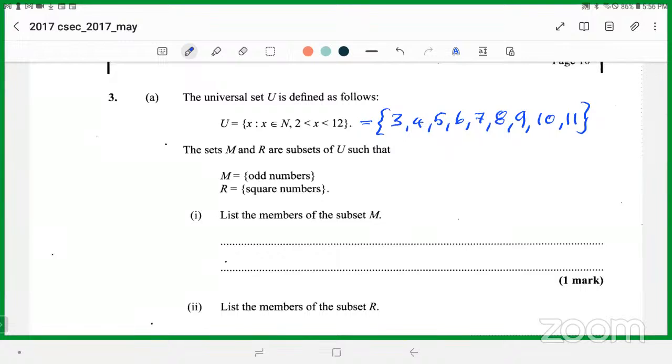Then it says, M and R are 2 subsets, where M are your odd numbers. These are the odd numbers in these. And R are your square numbers. The square numbers are perfect square numbers, like 4 and 9 and 16 and so on, right? So they want us to list the members of M. So M would be your odd numbers. So it will be 3, 5, 7, 9, and 11.